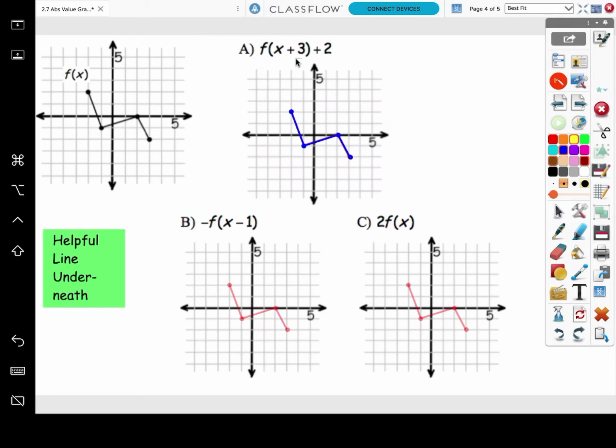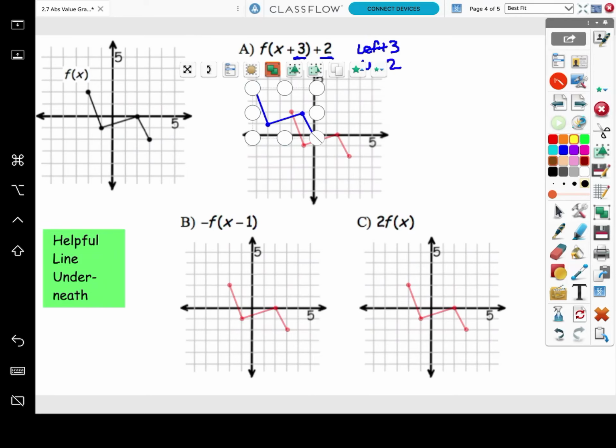So A asks us to, we have a plus 3 and a plus 2. So that's telling me I'm going to go left 3, up 2. So I can take my graph and I can just move it left 3, 1, 2, 3, up 2, and there's my new graph. Cool, huh?